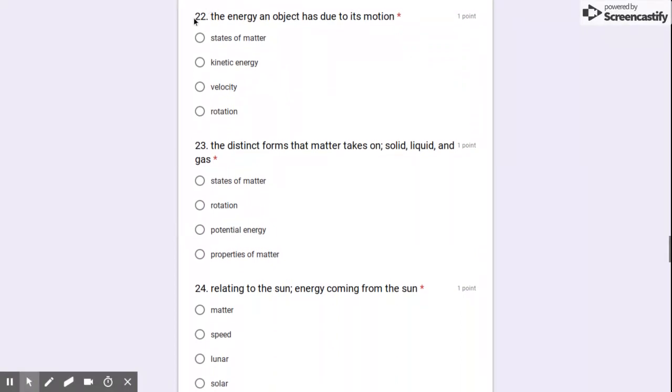Number 22. The energy an object has due to its motion. States of matter, kinetic energy, velocity, rotation.